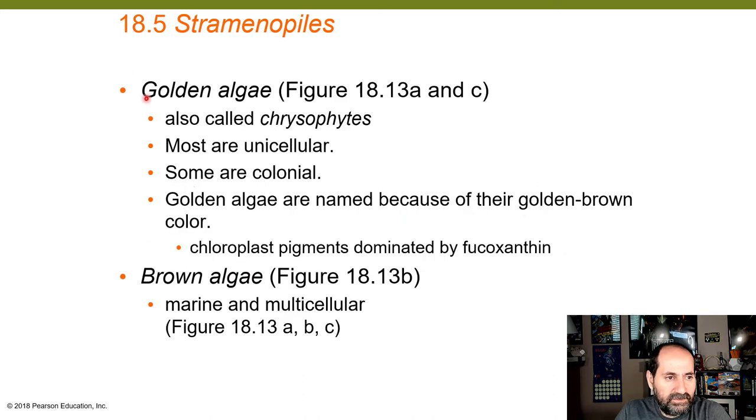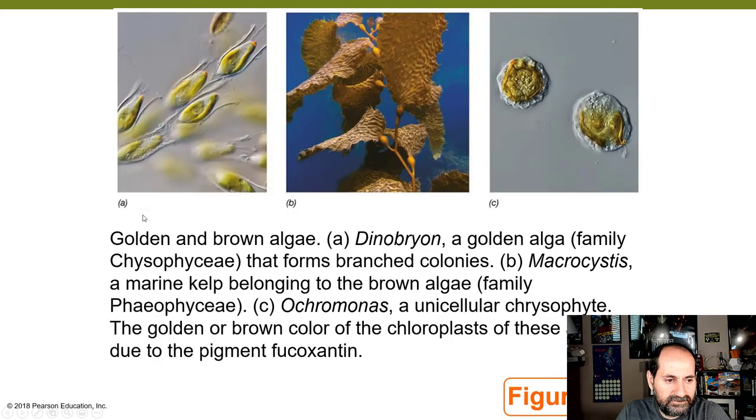Okay, next group to know about, the golden algae. These are also called the chrysophytes. Most are unicellular, and they're golden because of their golden brown color. And their golden brown color is due to the pigments they possess, the pigment dominated by fucoxanthin, which is also found in brown algae. Brown algae and golden algae are rich with fucoxanthin, the pigment molecule.